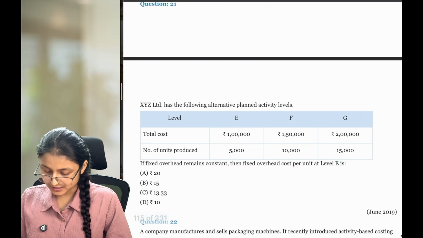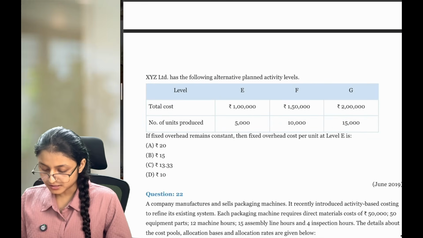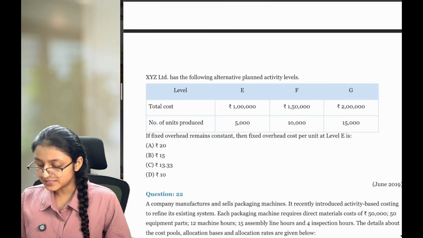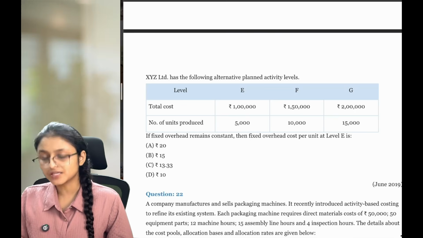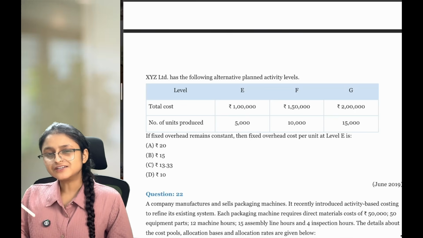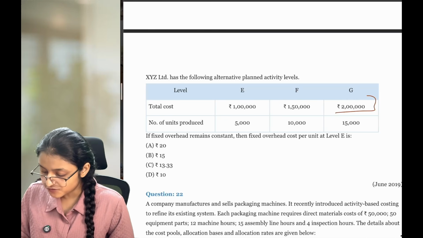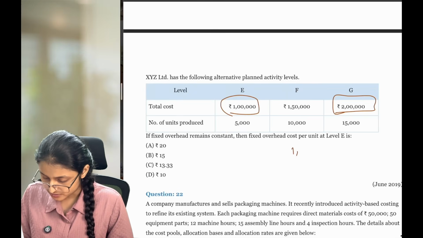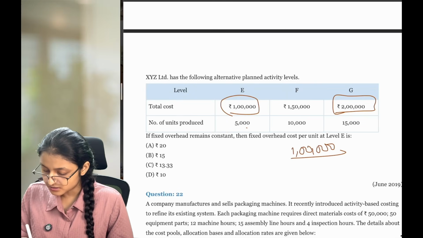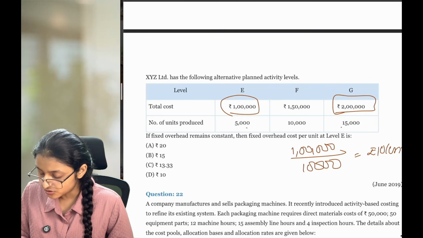Next, XYZ Limited has the following alternative plant activity levels. Total cost is given to you and the number of units produced is there. If the fixed overhead remains constant, then what will the fixed overhead cost per unit at level E be? To calculate the fixed overhead, first I need to find the variable cost here. So again, I'm going to take the change in cost upon change in units. You can take any level, but it is beneficial to take the high and low cost comparison. Okay? So the change in cost is 1 lakh, upon a change in units of 10,000. That means 10 per unit is your variable cost here.